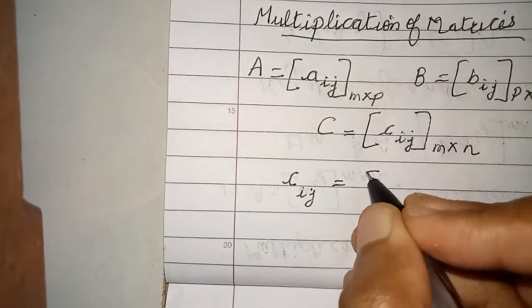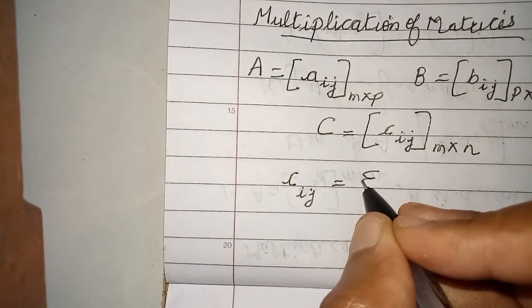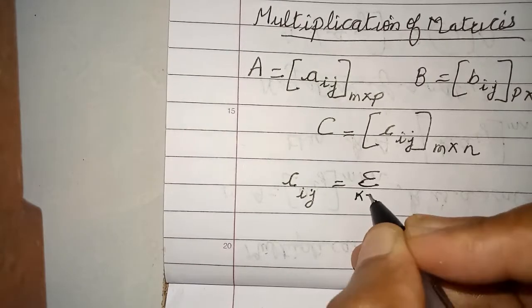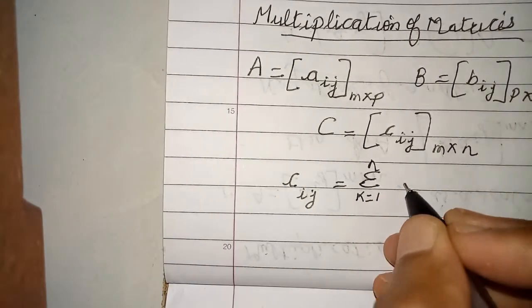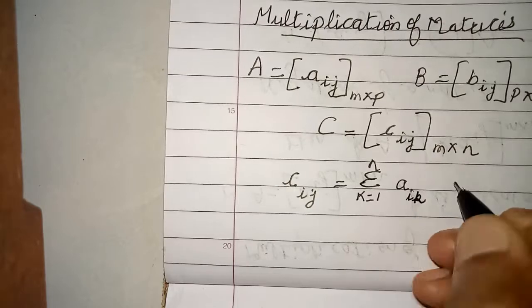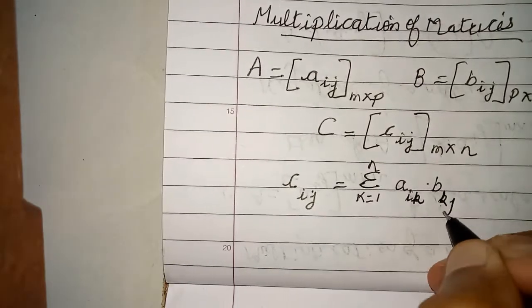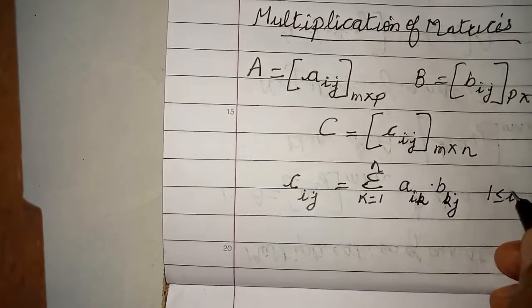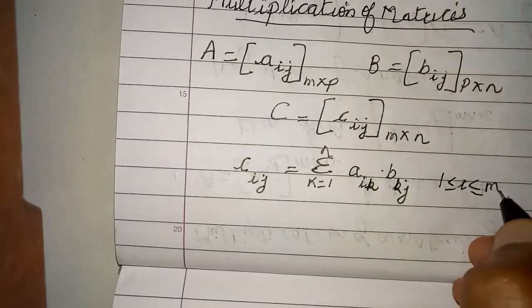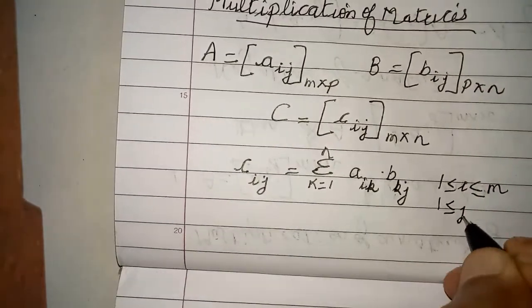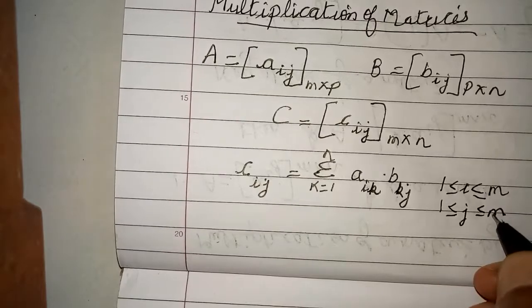where each Cij will be the summation of k running from 1 to p of Aik times Bkj, where 1 is less than or equal to i less than or equal to m, and 1 is less than or equal to j less than or equal to n.